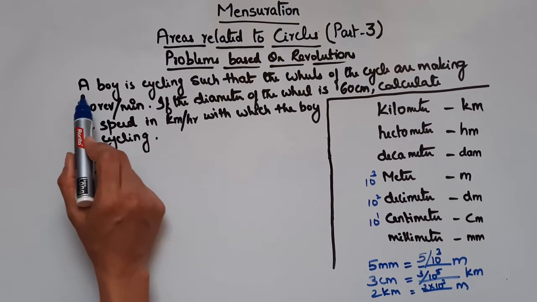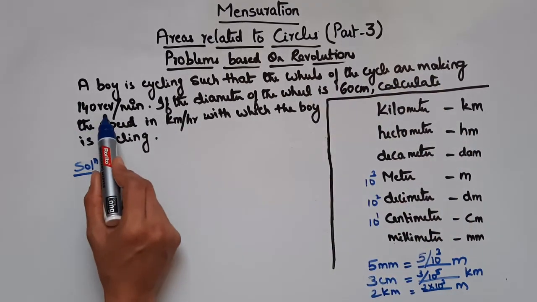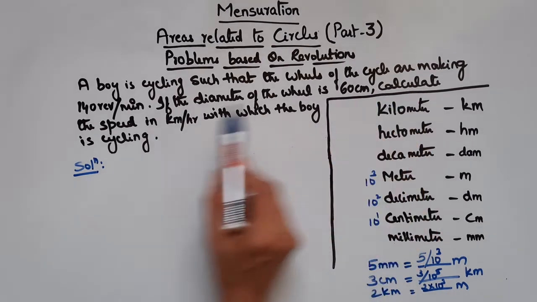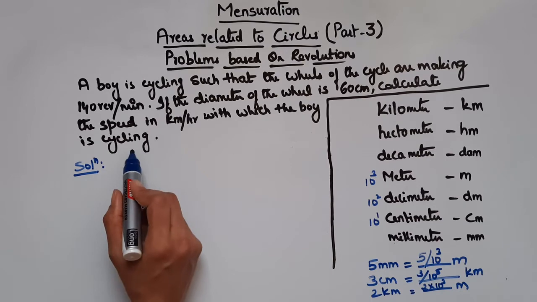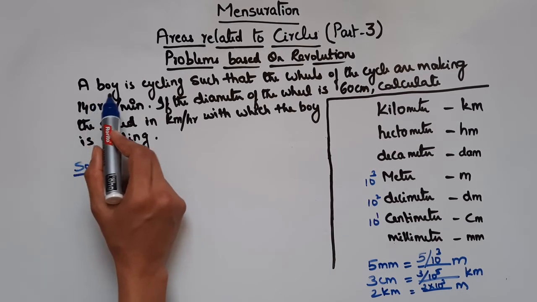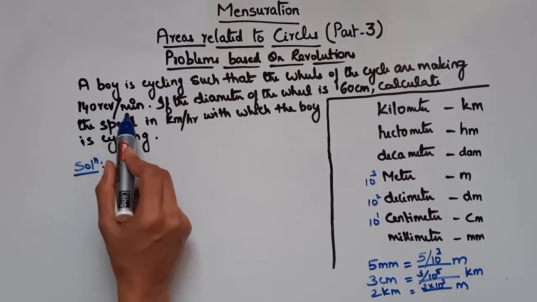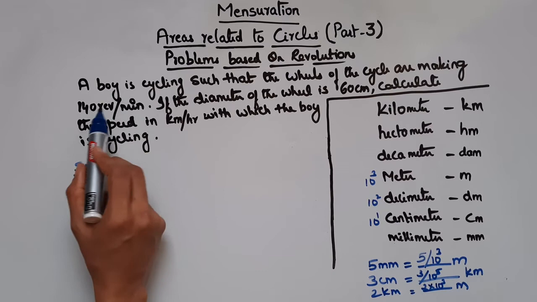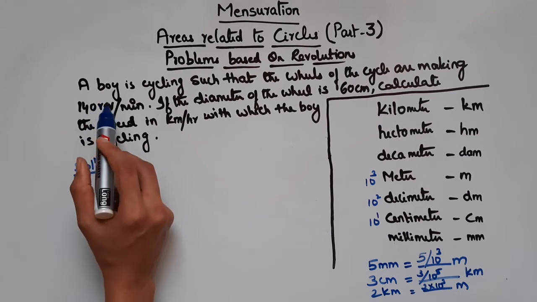Here it says a boy is cycling such that the wheels of the cycle are making 140 revolutions per minute. If the diameter of the wheel is 60 centimeter, calculate the speed in kilometer per hour with which the boy is cycling. So first let's see what is given. Here it says the wheels of the cycle are making 140 revolutions per minute. So here this is nothing but your speed. We know speed is distance by time. So here 140 revolution is nothing but your distance.